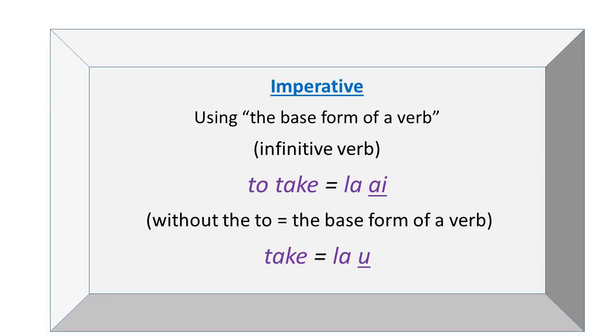Let's learn more detail. In English, the imperative is using the base form of a verb. You see here the given example, the infinitive verb to take. In Kachin Jinghpaw, it is la i. When you omit to, without the to, it becomes the base form of a verb. Take. That is imperative. In Kachin Jinghpaw, la i becomes la u.